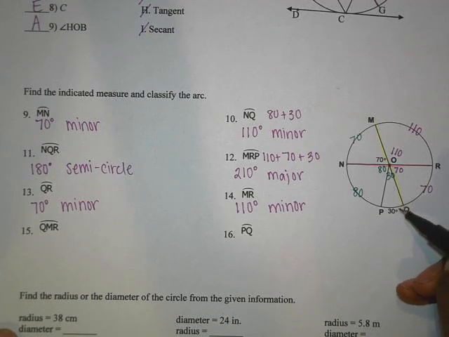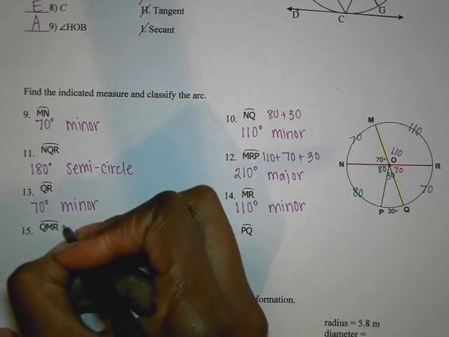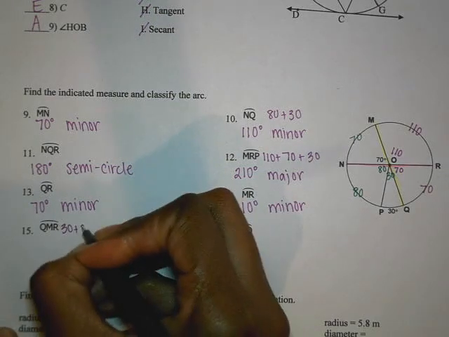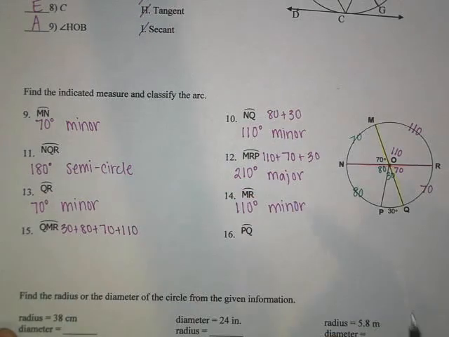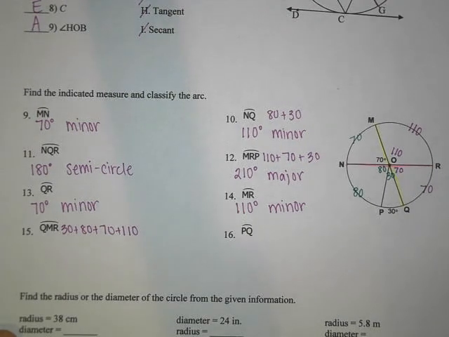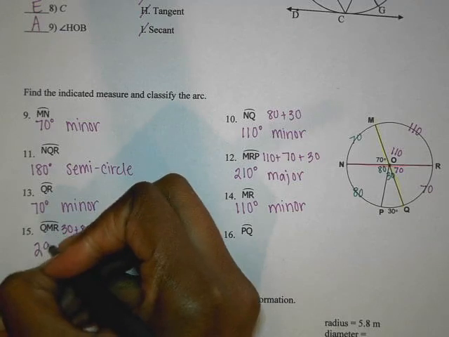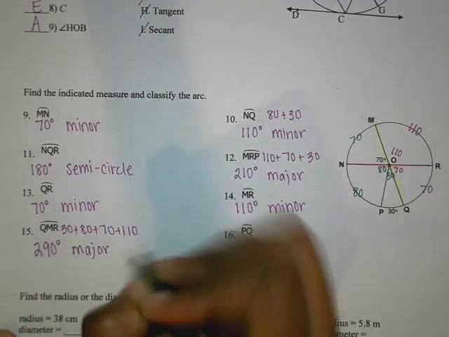QMR, I'm going to go from Q over to M and over to R. So that means I'm adding 30 plus 80 plus 70 plus 110. Okay, we basically took the whole circle minus this little piece here, right? Went from Q to M to R. So you could also do 360 minus 70, and you'll get 290, whatever way works for you. And that is a major arc.